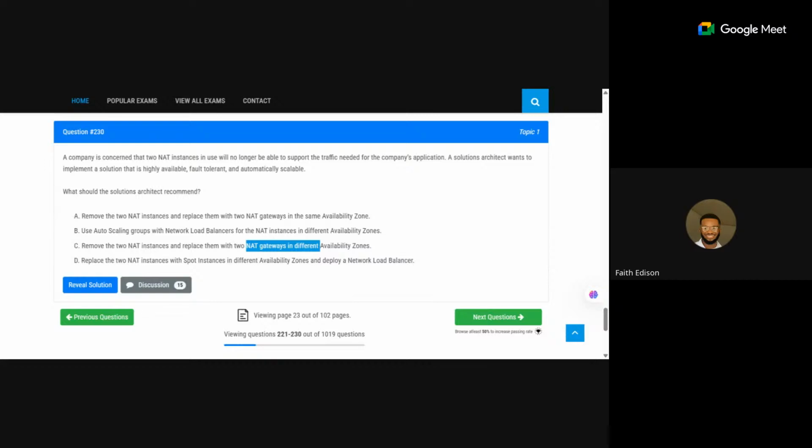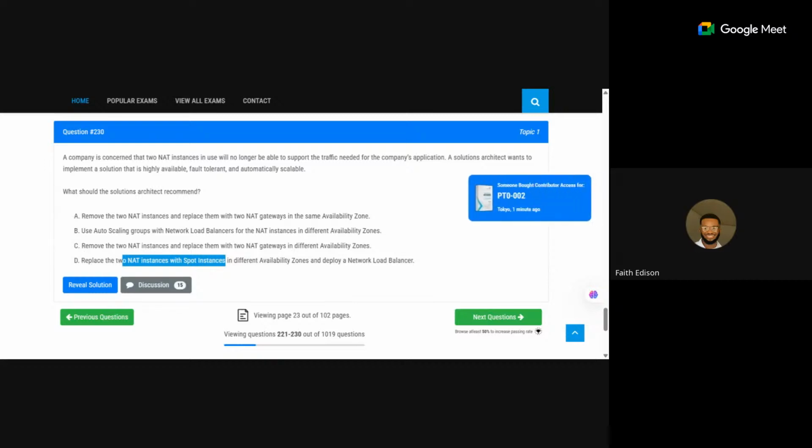But you still need an instance now. You still need a NAT instance. Okay, replace two NAT instances with spot instances in different AZs, deploy network load balancer. I don't think D is part of it. I think B looks reasonable. Yeah, me too. Let's see what they want.